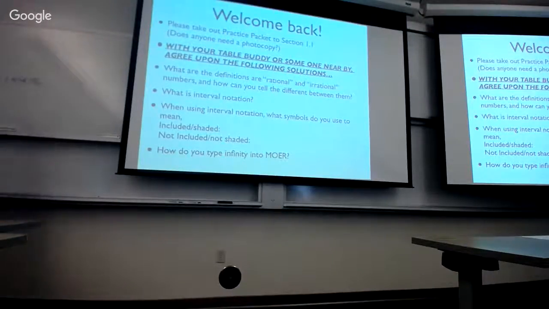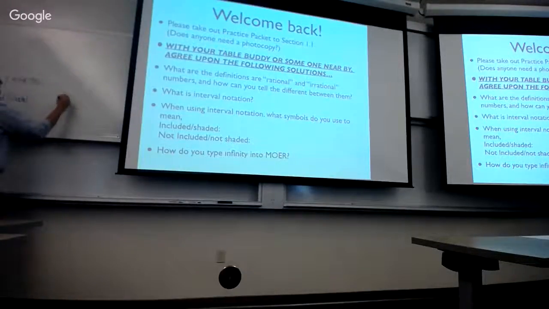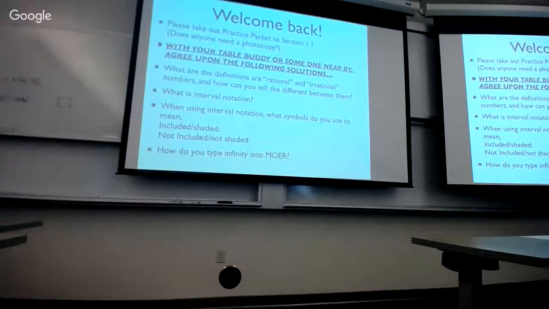Okay, wonderful. So when using interval notation, what symbols do you use to mean included and shaded? Which are all the symbols that go along with included or shaded? What are those symbols? Who would like to tell us? Yes, Joseph. Well, union is a particular symbol that allows you to talk about multiple intervals simultaneously. But no, that's not the answer to the question. Which symbols go along with included or shaded, Josh? Brackets go along with included and shaded. What other symbols go along with it?